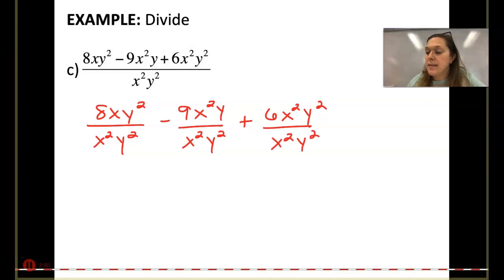So canceling things out. My 8 doesn't have anything to cancel with, so it stays. Look at your x's. I have a 1x on the top, 2 on the bottom, which would leave me with 1 on the bottom. My y's go away. So that first fraction would reduce to 8 over x.